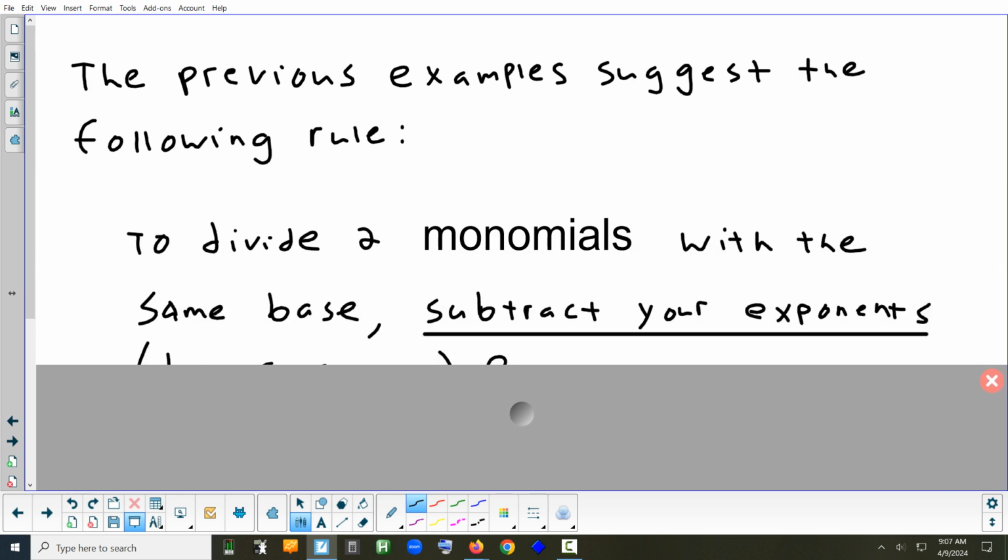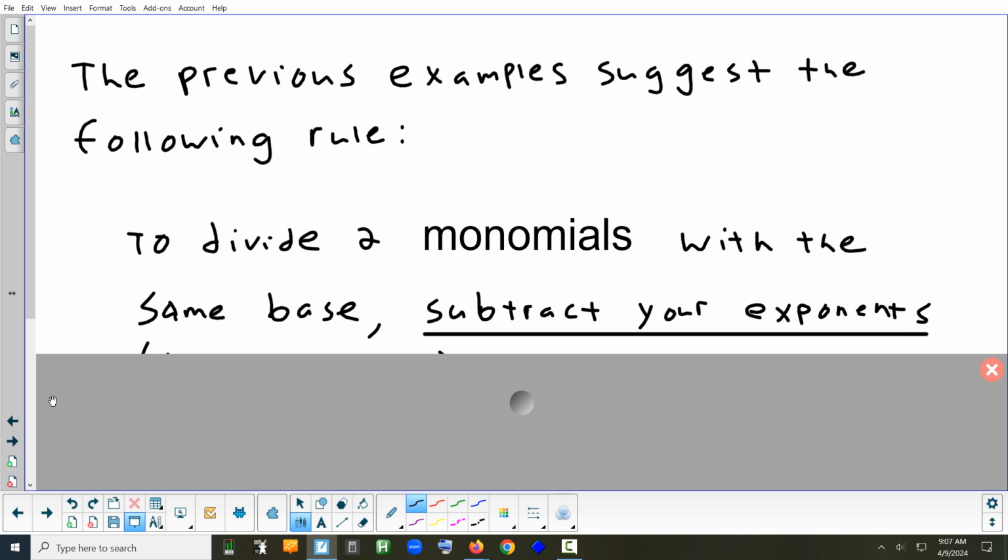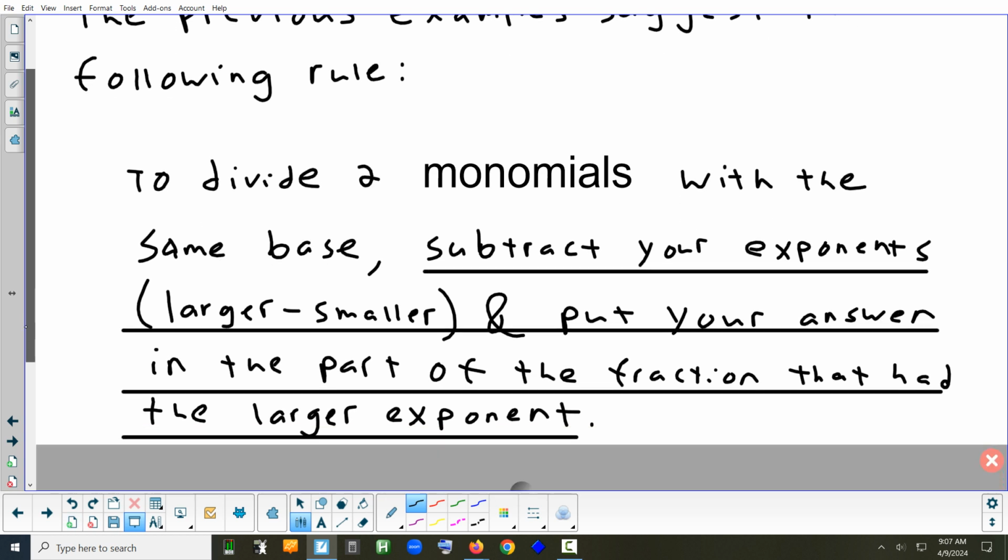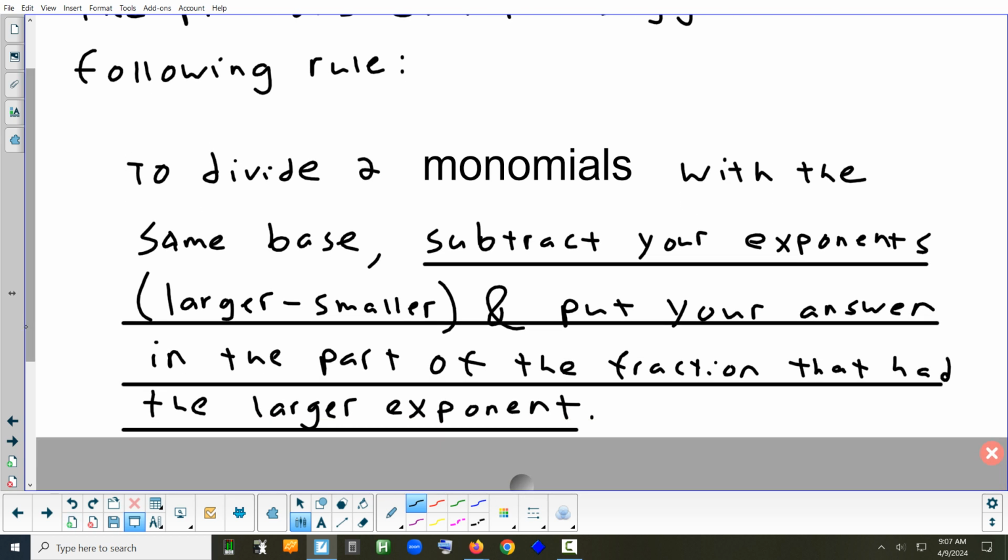So this is how you divide two monomials. Right at the top of your guided notes, it says to divide two monomials with the same base, you're going to subtract your exponents. And we're going to remember to always put our answer where we had the larger exponent. If the larger exponent was in the bottom, the answer is going to go in the bottom. If the larger exponent was in the top, our answer will go in the top. If we do it this way, we can kind of avoid having negative exponents today, as long as we just put our answer where it's supposed to go.